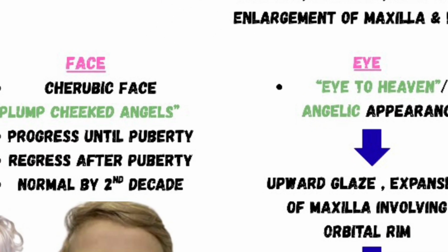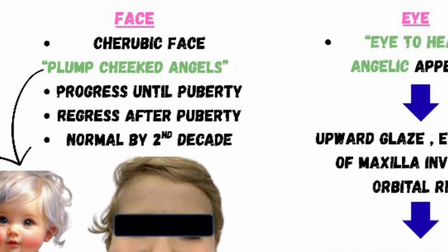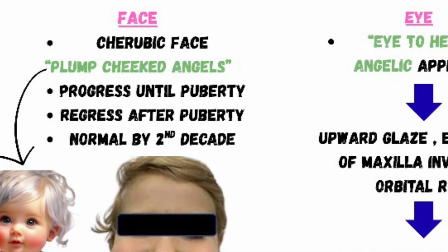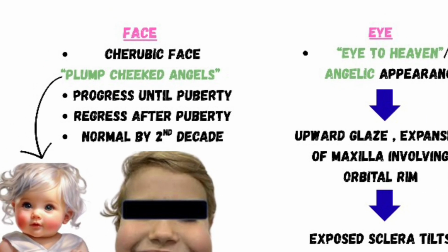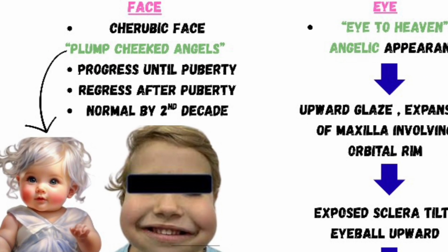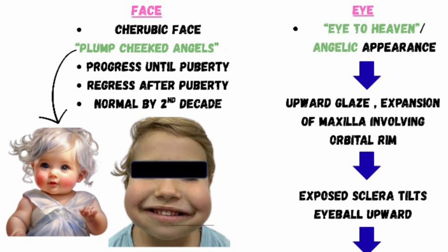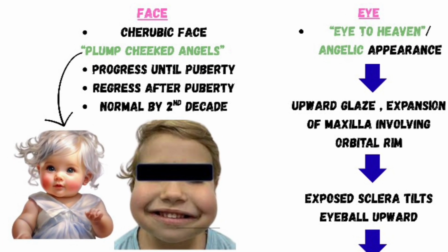Cherubic face. This appearance is due to symmetrical and bilateral enlargement of both the jaws resembling plump-cheeked angels. Chubby-cheeked angels in Renaissance paintings mimic the cherubic faces. Okay. This cherubism or bilateral enlargement of the jaws progresses until puberty. It regresses after puberty. Resolution or typically it gets to normal by the second decade of life.